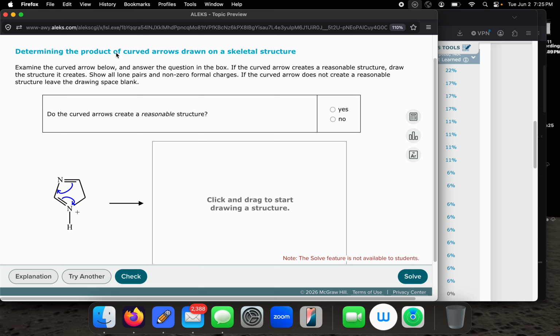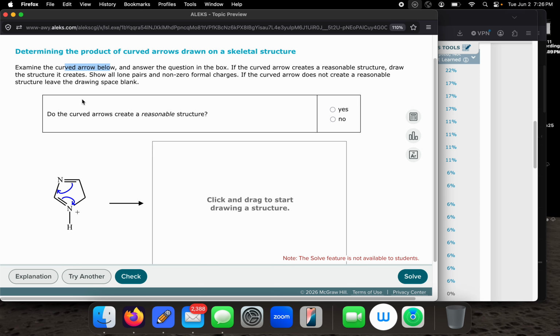Last video for the night, I think, determining the product of curved arrows drawn on a skeletal structure. I'm so glad you're wrestling with this. This is really very important. I have to ask, it goes like this. First of all, we have to ask, is it possible what these arrows say to do?